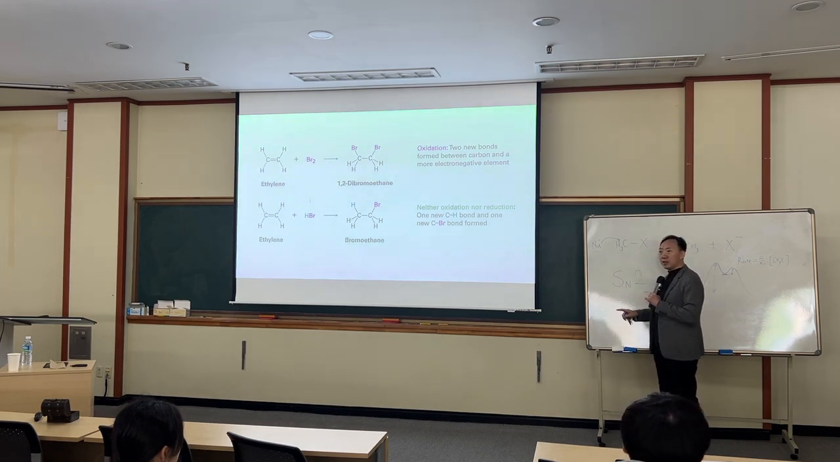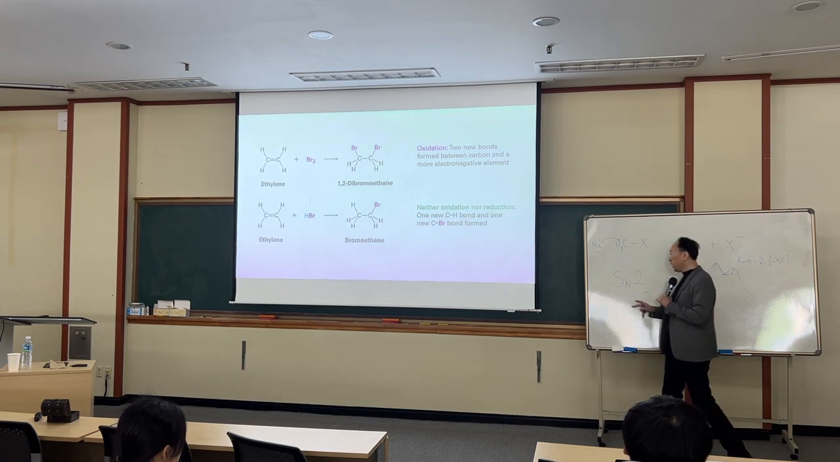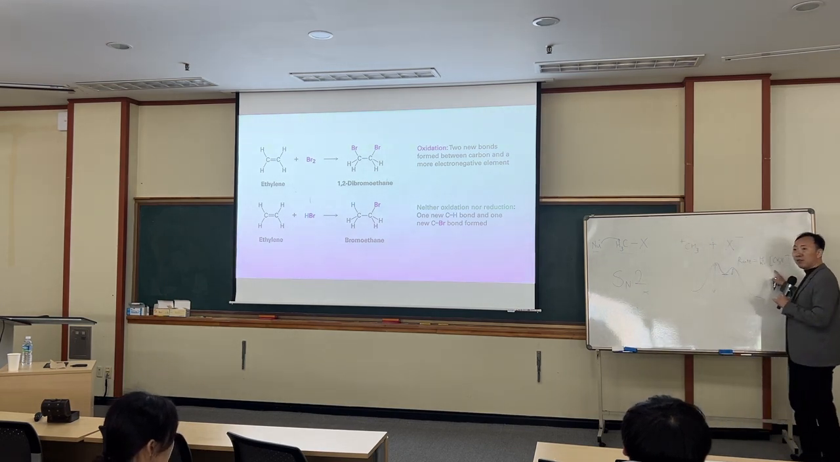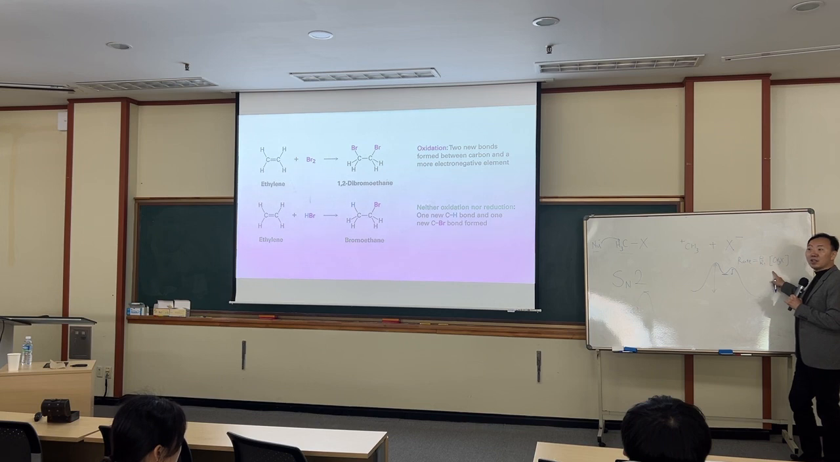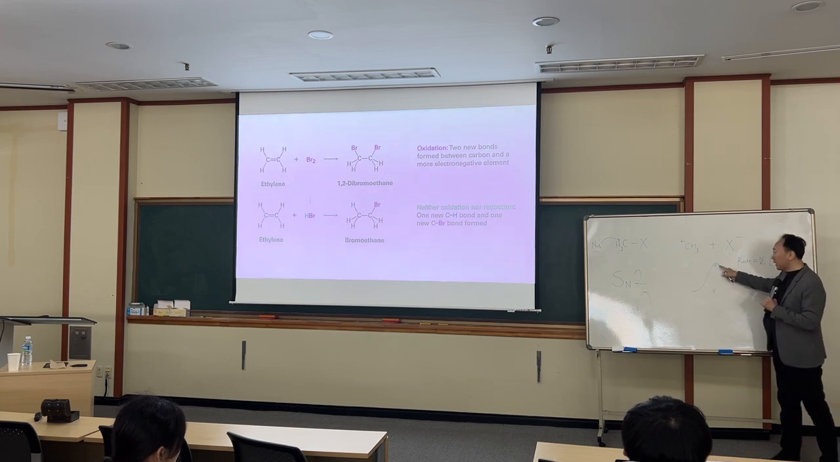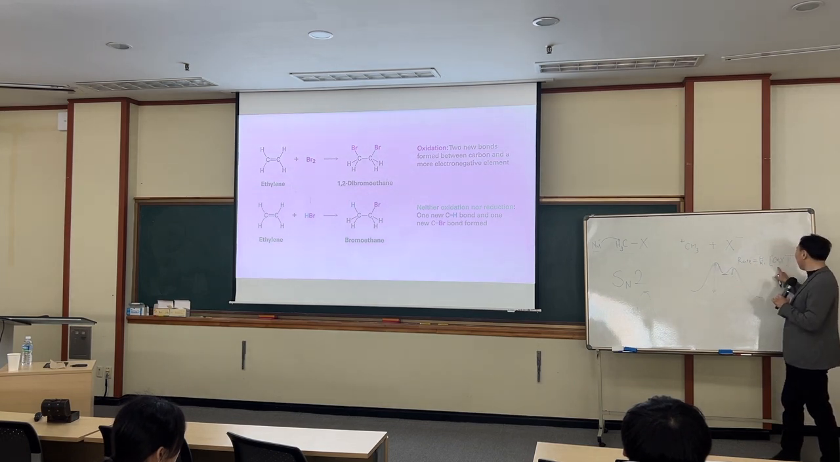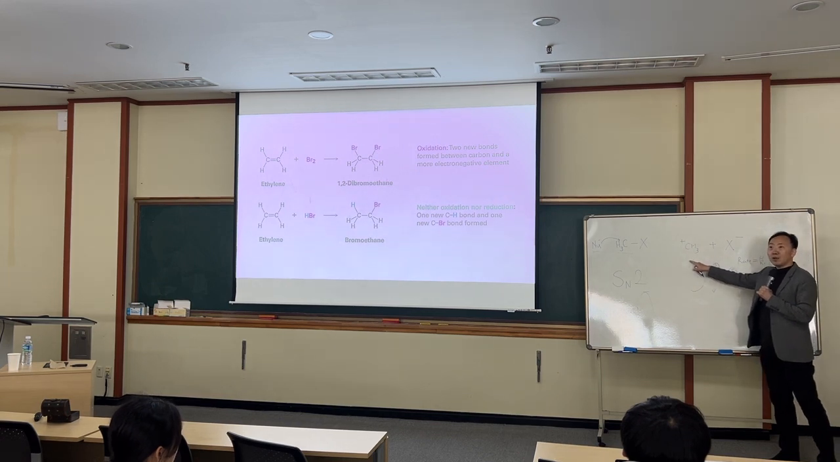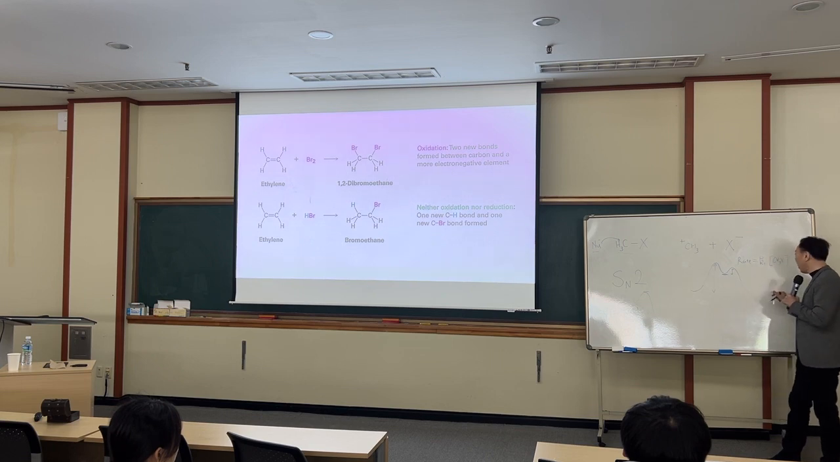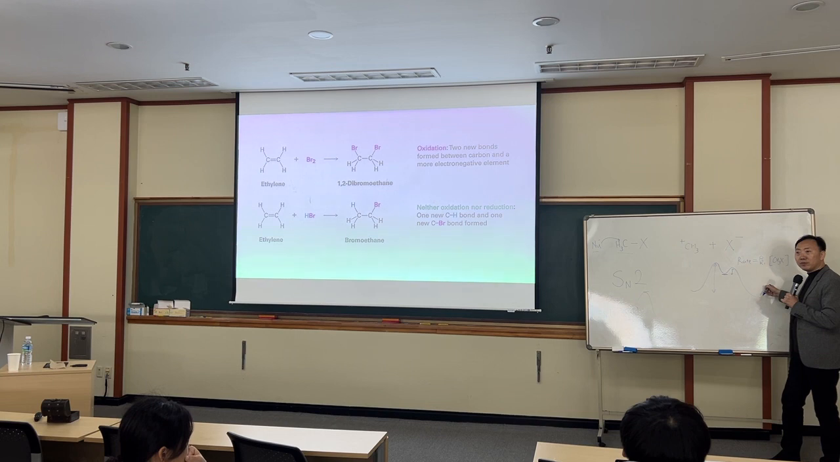Second order reaction: two reagents are involved. Here, only one reagent is involved. Nucleophile concentration doesn't matter. Whether you add a lot or a little, it doesn't matter, because the reaction rate is determined by whether this intermediate can be formed or not. That's the only important thing. That's why this reaction is called SN2. What do you think this reaction is called? SN1. This is SN1.